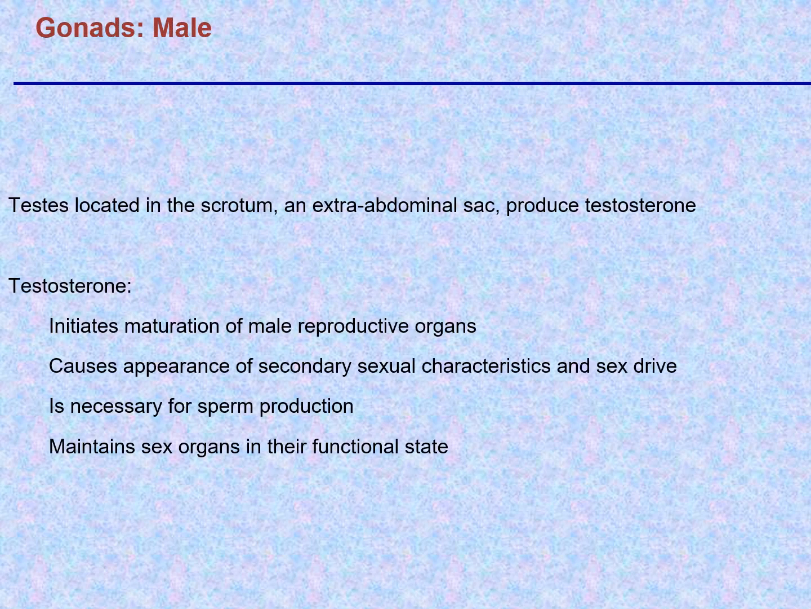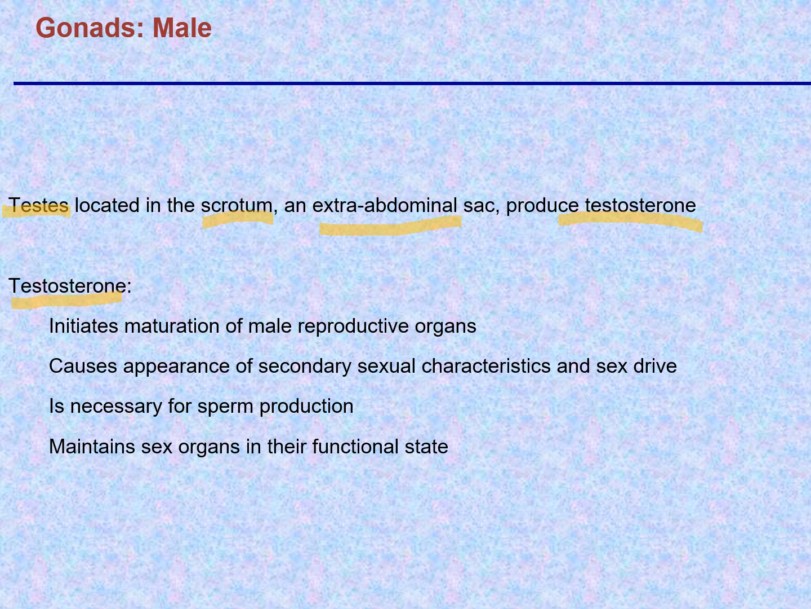In the male, the gonads are the testes. They're located in the scrotum, which is outside of the abdomen. It's an extra abdominal sac, and the testes produce testosterone. And again, testosterone is the main androgen or sex hormone in males.